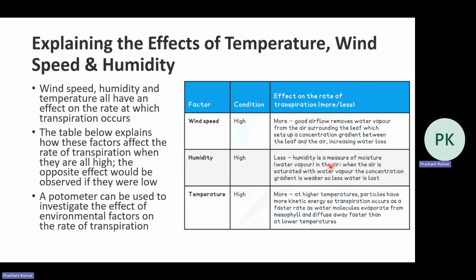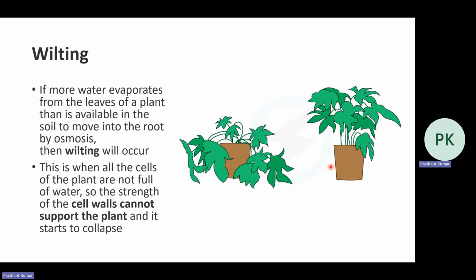Temperature. If temperature is higher, the transpiration rate will be faster, because the molecules are vibrating faster, and mesophyll and other cells also move faster than at lower temperature. In this way, the plant gains its normal movement, right? Wilting: sometimes when we don't give water to the plant, it wilts like this. And once you give the water, it will get upright.